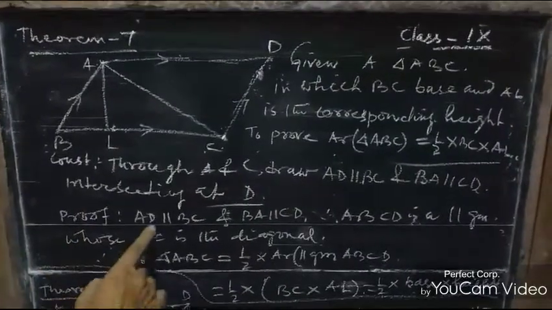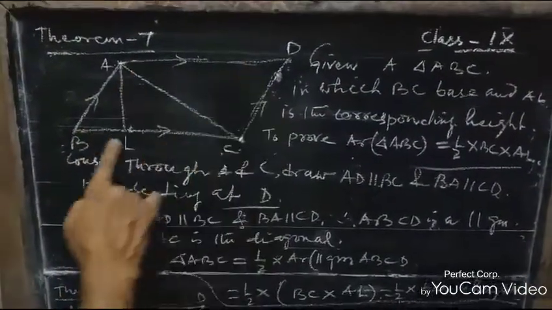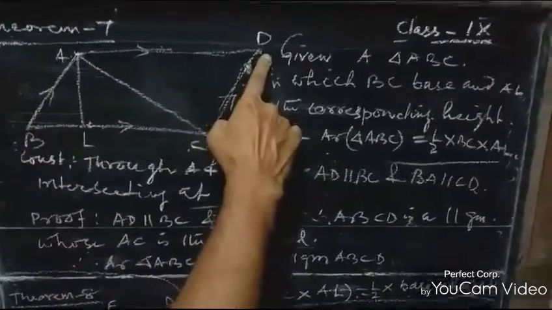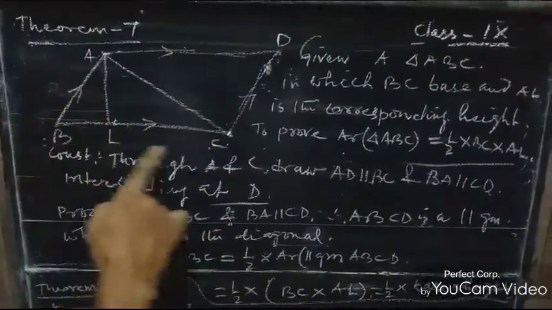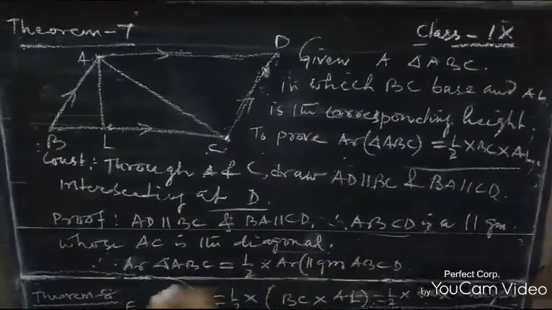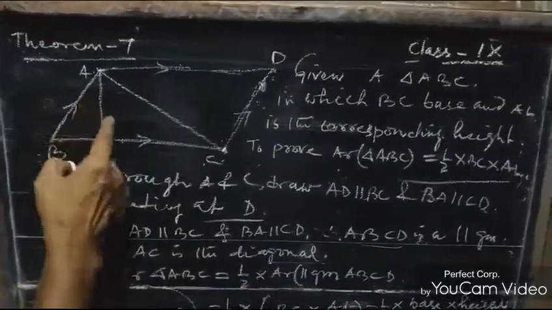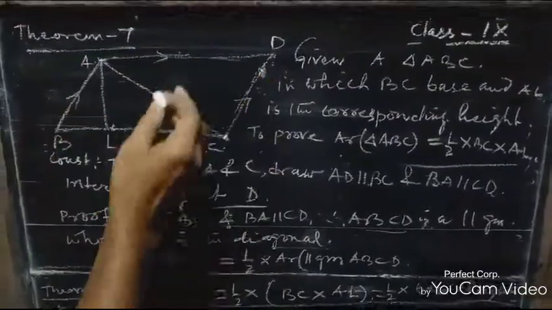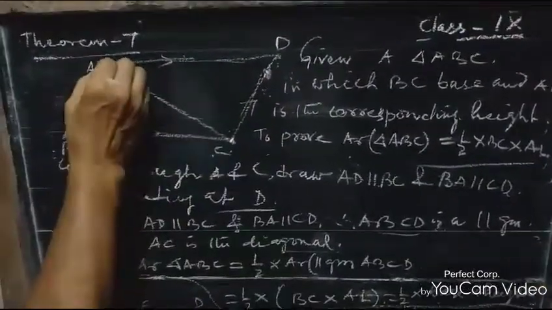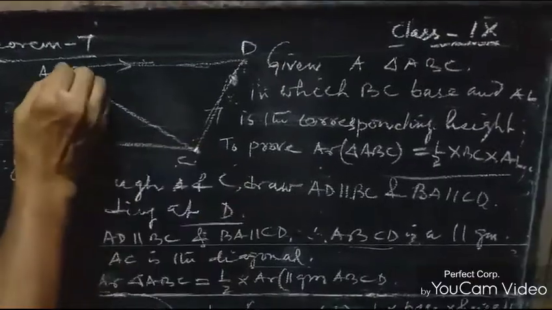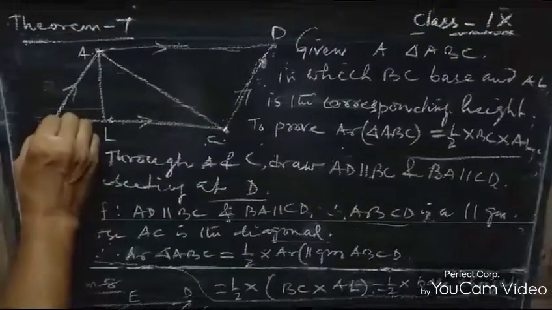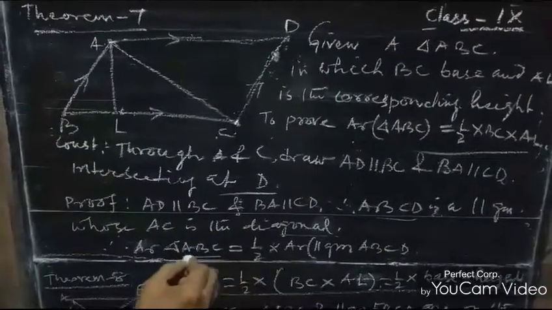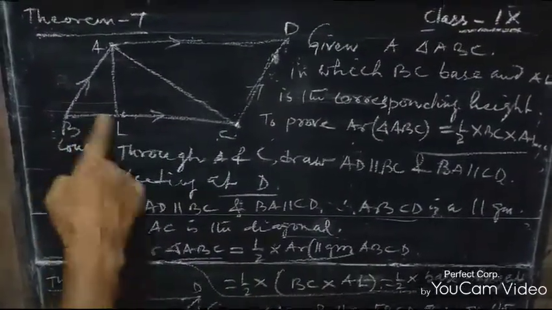Now proof. Because AD is parallel to BC and BA is parallel to CD, ABCD is a parallelogram. In a parallelogram, we know that the diagonal bisects the parallelogram into two equal parts. That is, triangle ABC will be half of parallelogram ABCD.